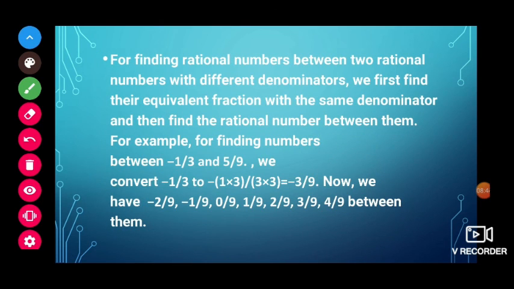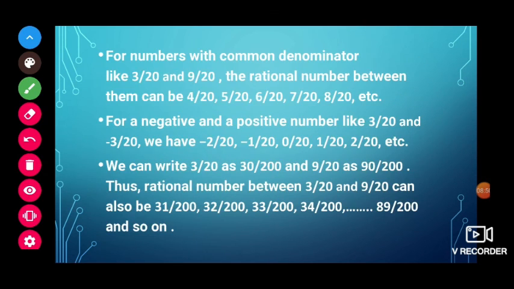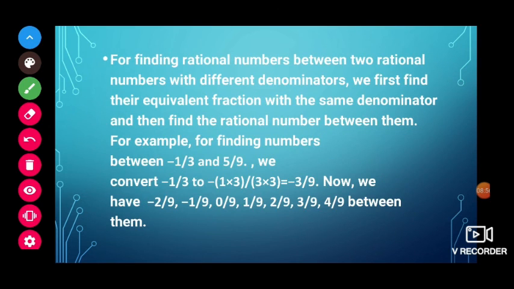Next, finding rational numbers between two rational numbers with different denominators. Till now we discussed rational numbers with the same denominator. If the rational numbers have different denominators, what we have to do is first convert them into the same denominator by taking the LCM. That conversion you already know. So first we have to convert.